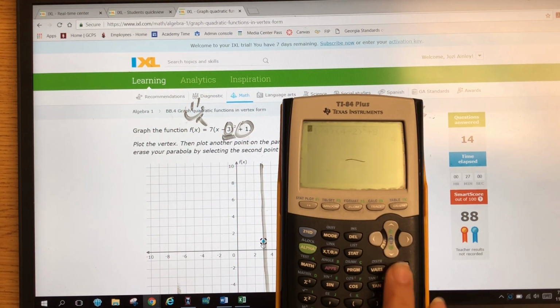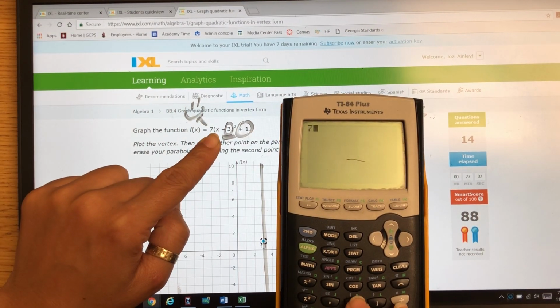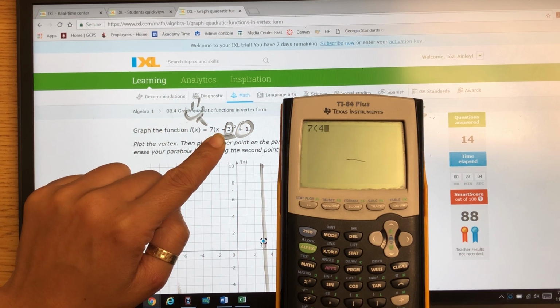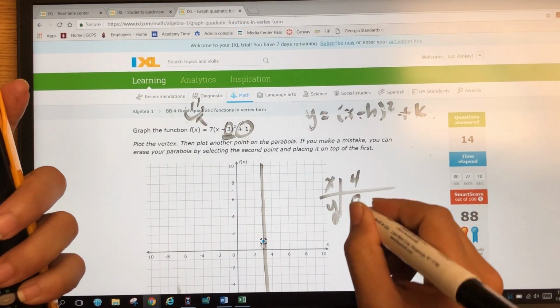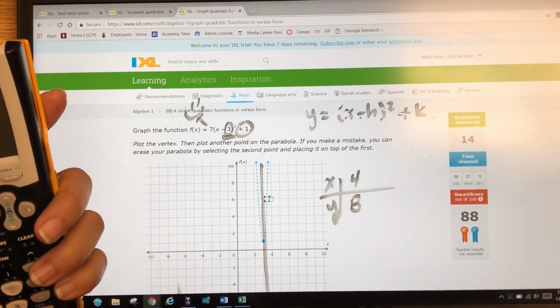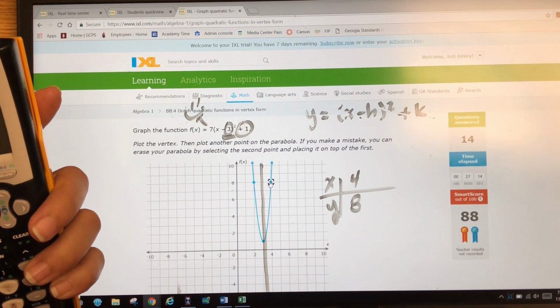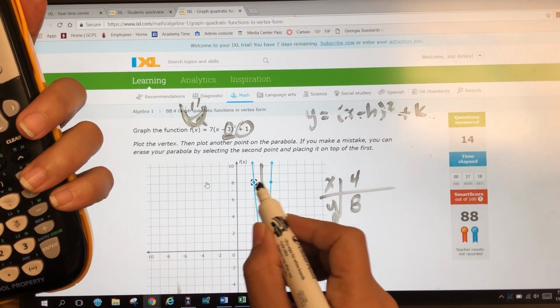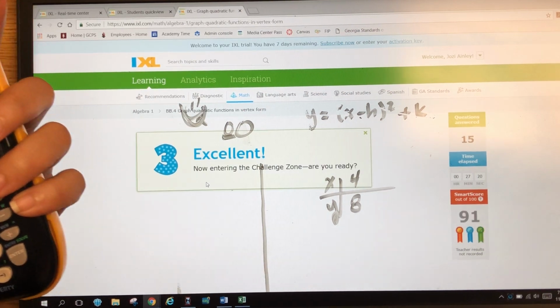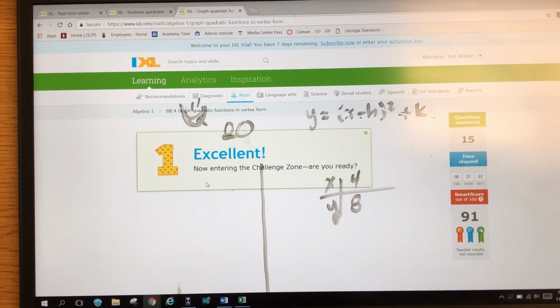Plug that in. So it goes 7, open parentheses, 4 minus 3, close parentheses, squared plus 1 is 8. So it goes 4 and then 8. All right, and does that look right? It's mirroring up, yep, and it's mirrored, yes it is. So, and that's it. So that's how you graph in vertex form.